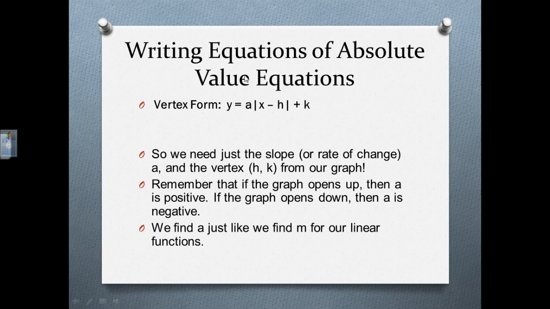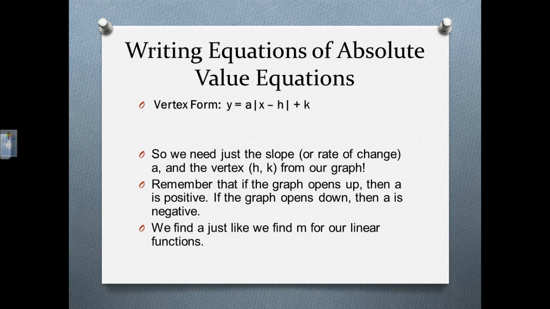One, we should know the vertex form of an absolute value equation, which is y equals a times the absolute value of the quantity x minus h, plus k. Now, we call this vertex form because a represents the rate of change of our absolute value equation, and (h, k) is the vertex of our absolute value function.